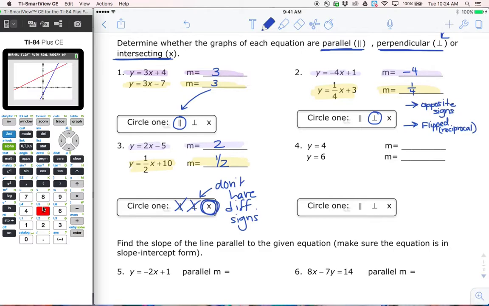All right, yeah, we can see that they intersect, but they definitely don't intersect at a 90-degree angle, so they're not perpendicular, but they're also not parallel, so they're just regular lines.